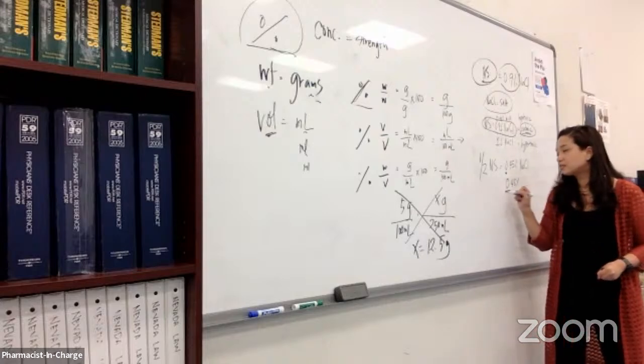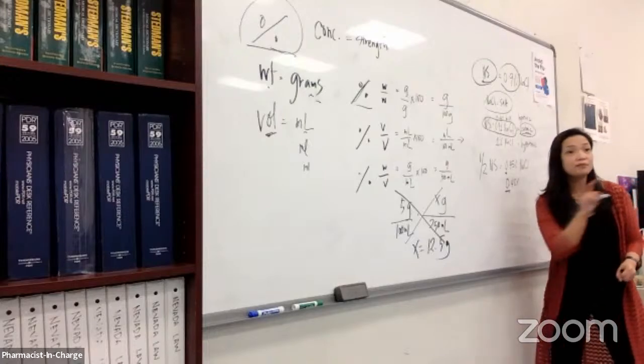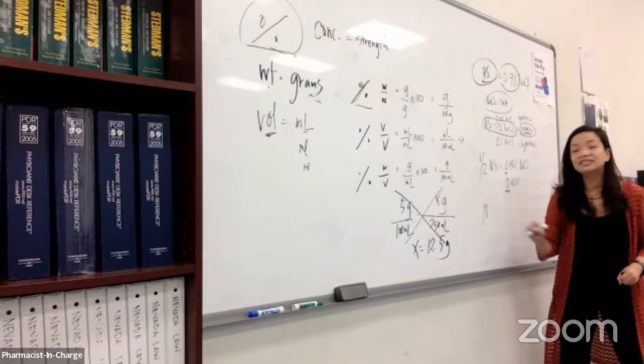0.45, do not forget the leading zero for decimals, but drop that trailing zero. Your final answer is 10%.